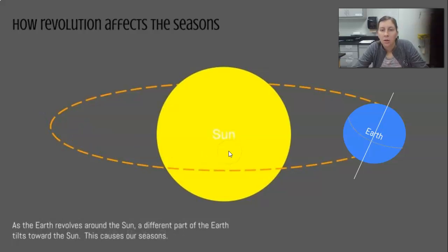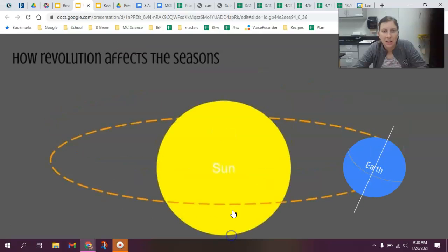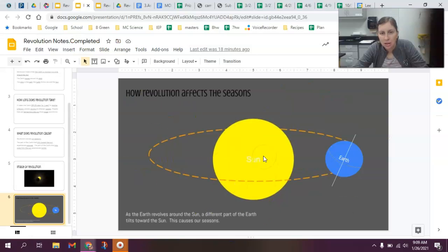So here we have the sun in the middle, and I have these orange dashed lines to show the orbit, and we've got the Earth. You'll see this white line. This is the Earth's axis. That's why the Earth is tilted right now. And then this light gray line around the Earth, that's our equator. We'll talk a lot about that next week.